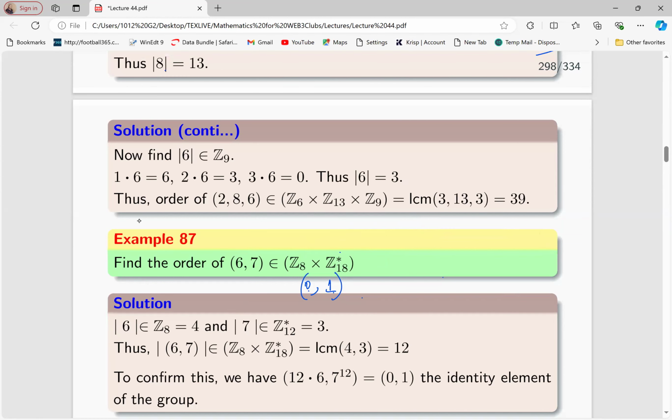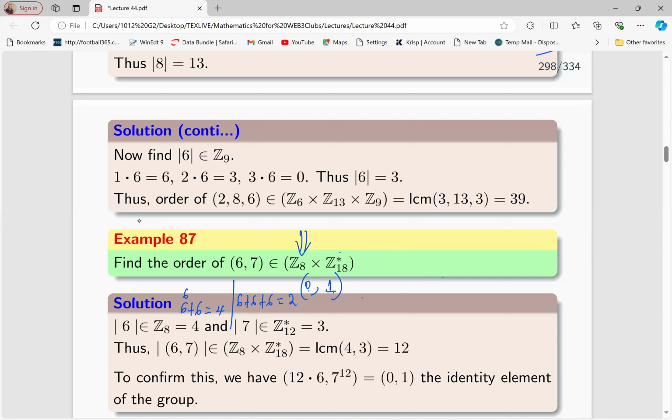Now, what is the order of 6 here? In other words, how many times are you going to add 6 to get 0? 6 once will be 6. 6 twice will be 12, mod 8, that is 4. 6 three times is 2 mod 8, because that is 12 plus 6, which is 18, and if 8 were to go into 18, the remainder would be 2.